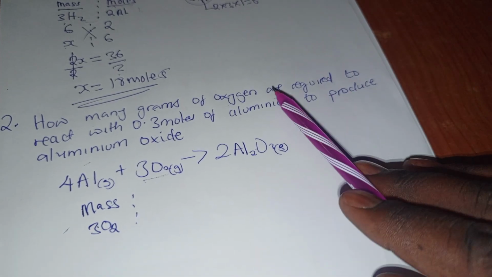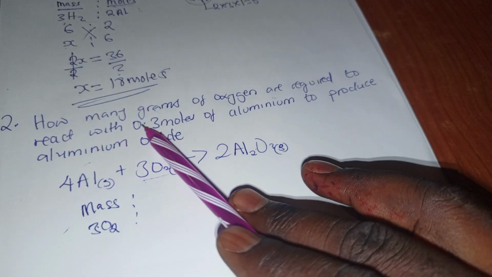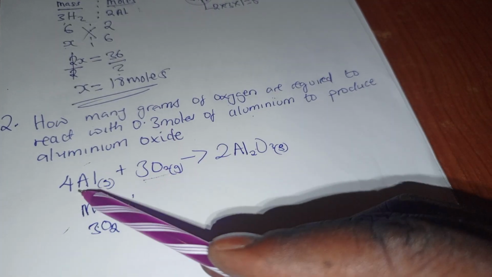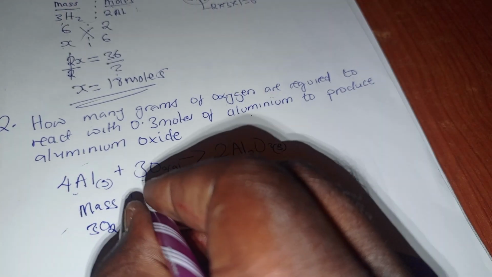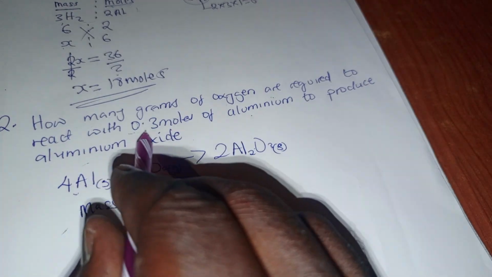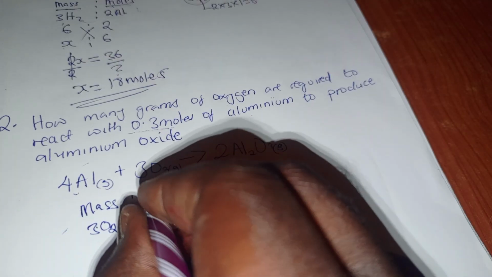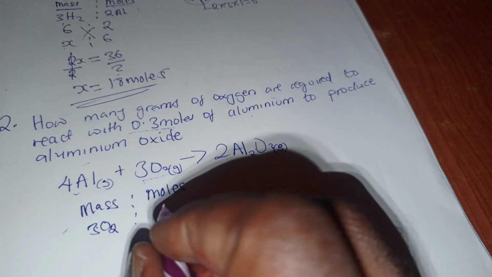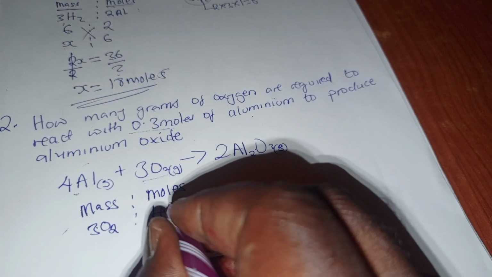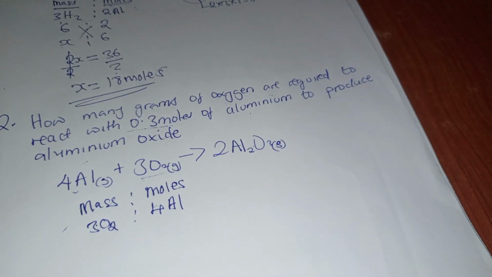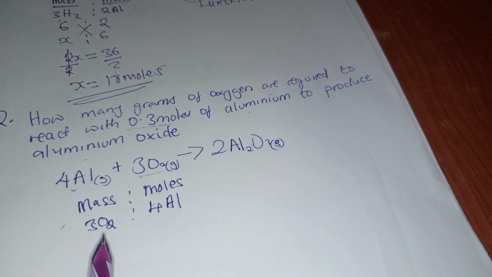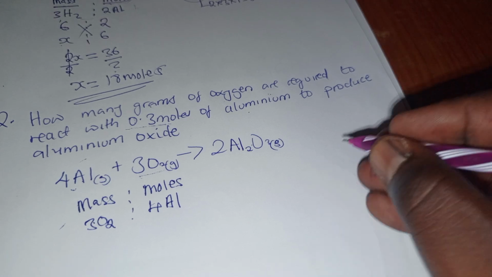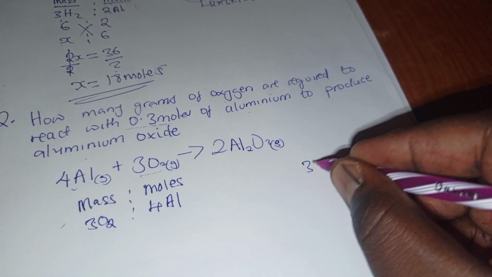Okay, then I compare to what now? So I need to read the question. Are required to react with 0.3 moles of what? Of aluminium. So I need to get aluminium, which is this one. Since the number of moles of aluminium is given, I'll write the moles here. For aluminium, which is 4, like this. Okay. So from here now, I need to say the mass here, which is the mixture. So the mixture of oxygen, I'll write oxygen like this.